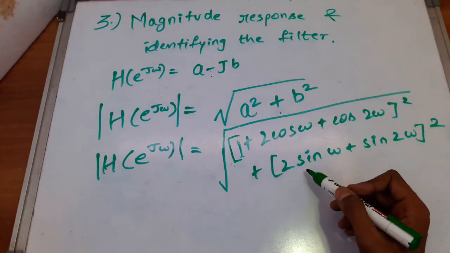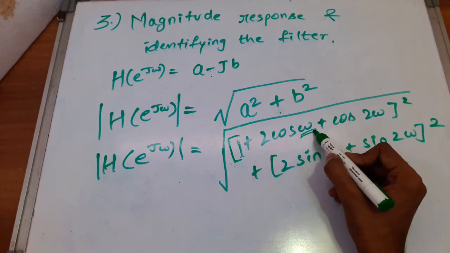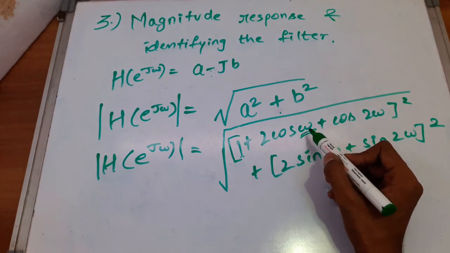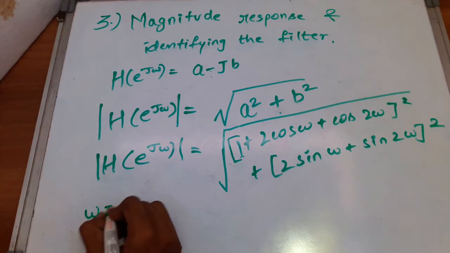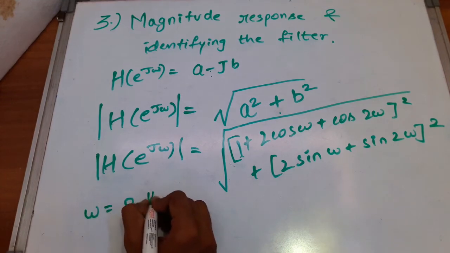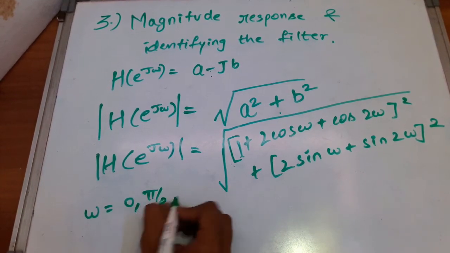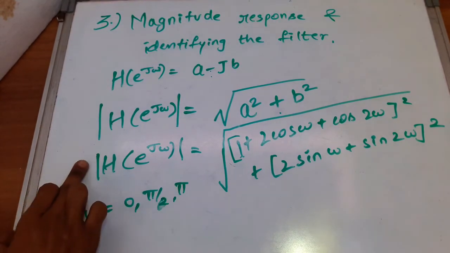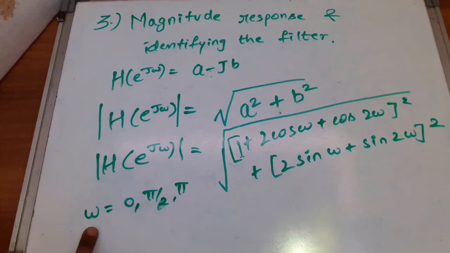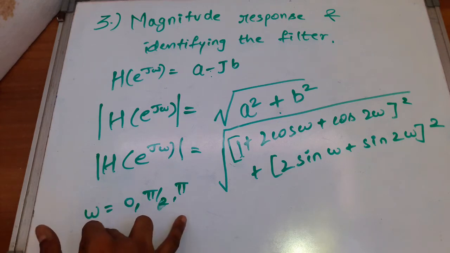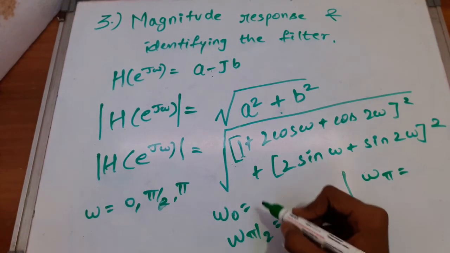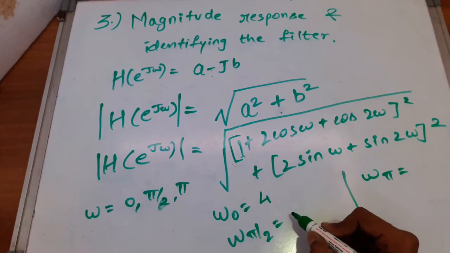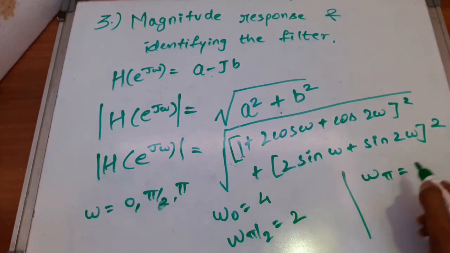So after simplifying the formula, we find that we have an unknown term omega, and we cannot move forward until we know the fixed value of this. So for this, we have three different values of omega. That will be 0, pi by 2 and pi. So we have to find all the three possible values of magnitude response, with omega being 0, pi by 2 and pi. After further solving it, we get the magnitude at omega 0 as 4, at pi by 2 as 2, and at pi as 0.